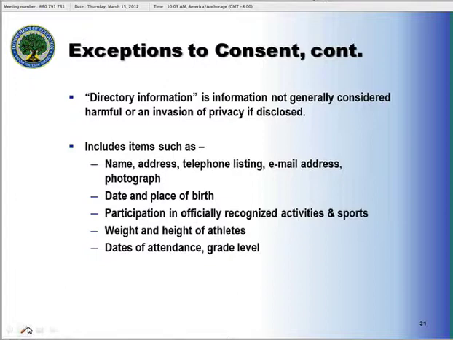Section 99.3 of the FERPA regulations includes a definition for directory information, and then Section 99.37 provides the conditions for disclosing directory information. A school may disclose directory information if it has given public notice to parents of students in attendance and eligible students in attendance concerning directory information.